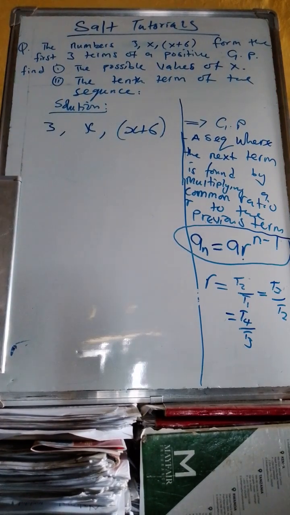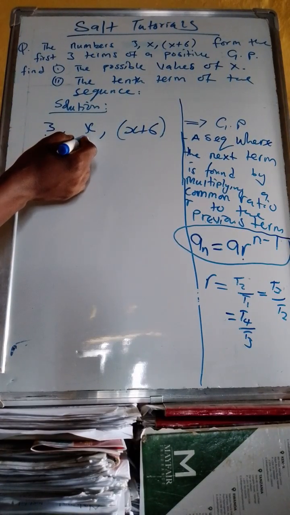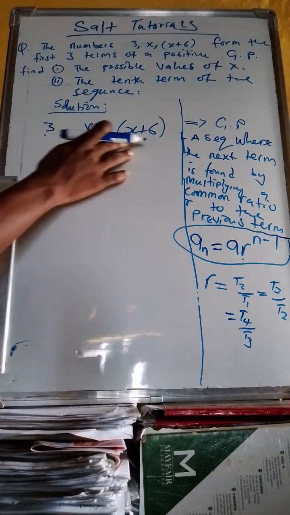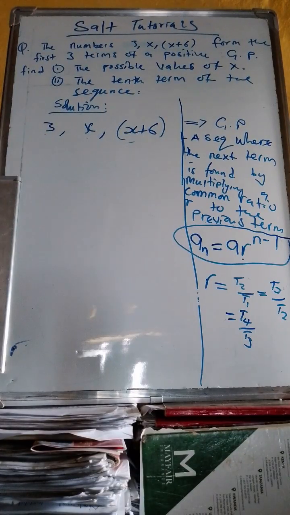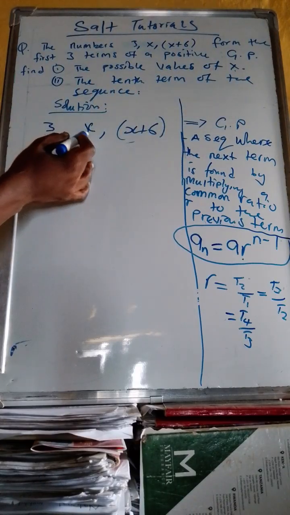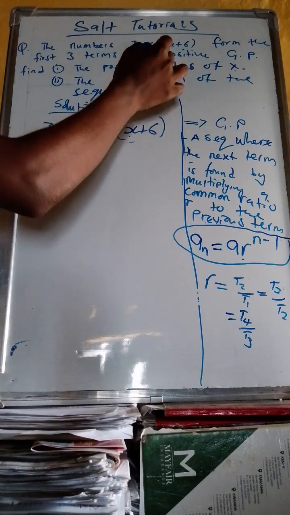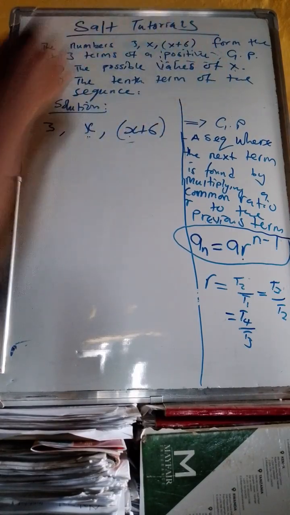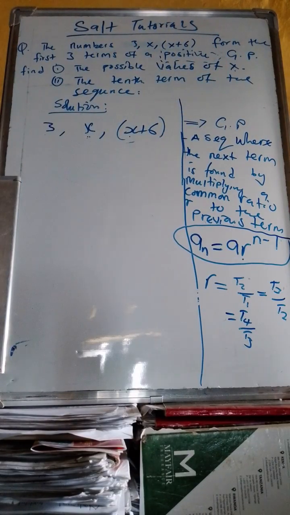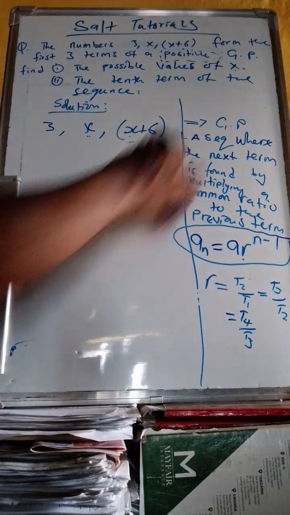So in this case, you've been told that these are the first term, second term, and third term in a geometric sequence. And what do we want to find? We are looking for the value of x. But keep in mind, this should be a positive GP. Okay? So let me just delete this part. I'm sure you've taken note of this part.